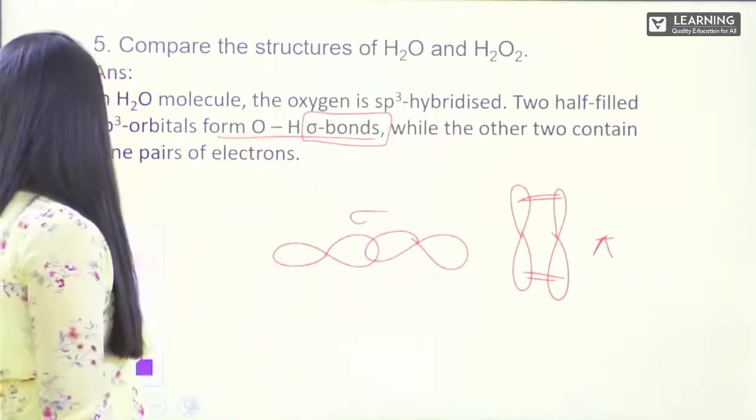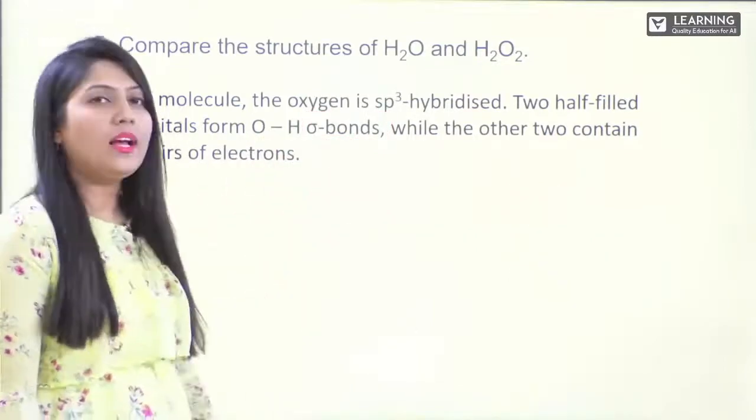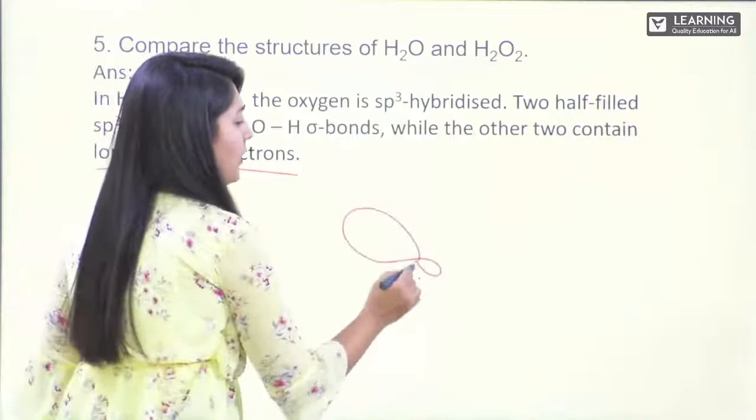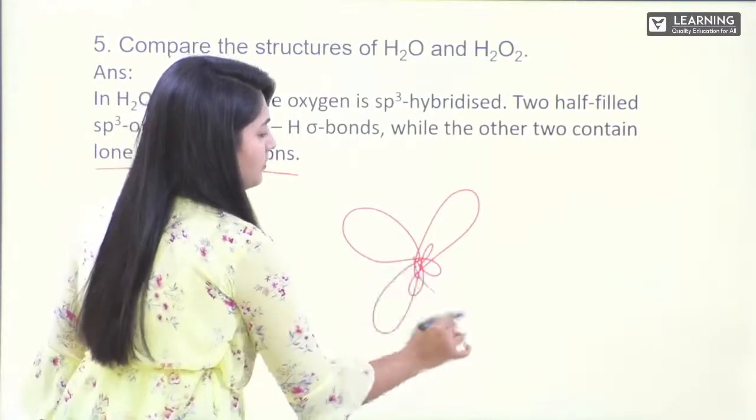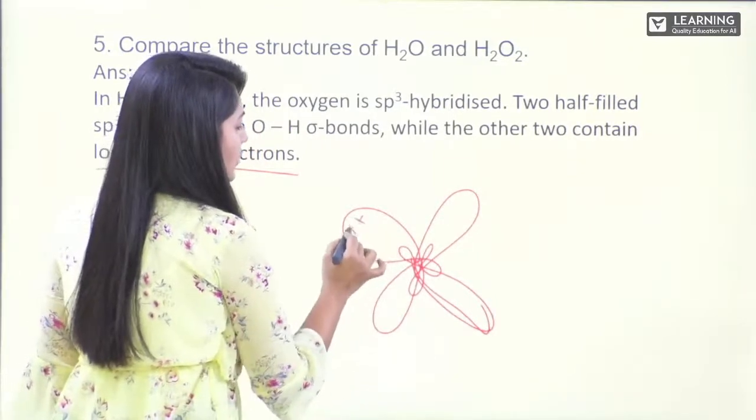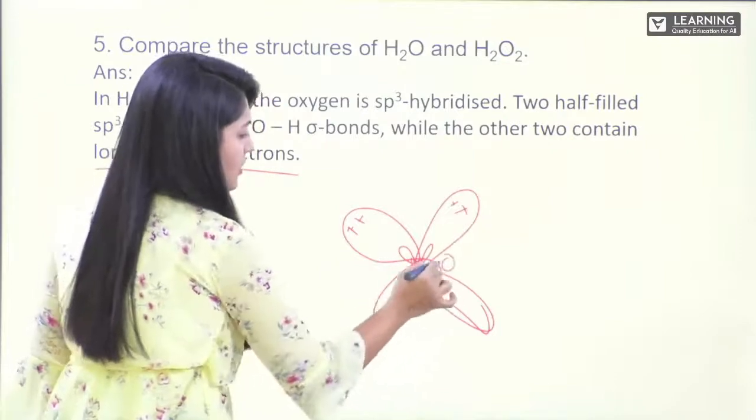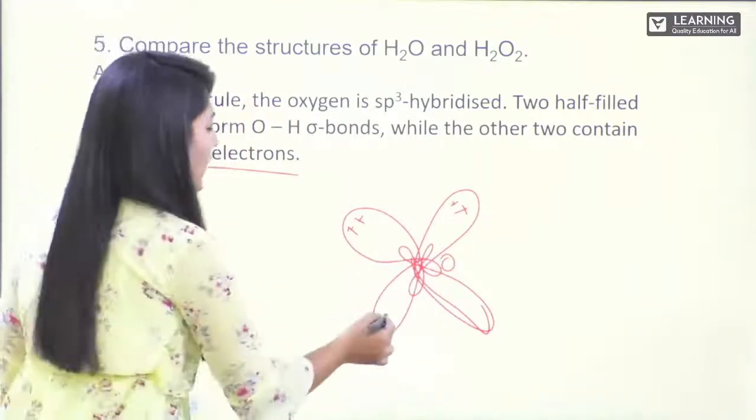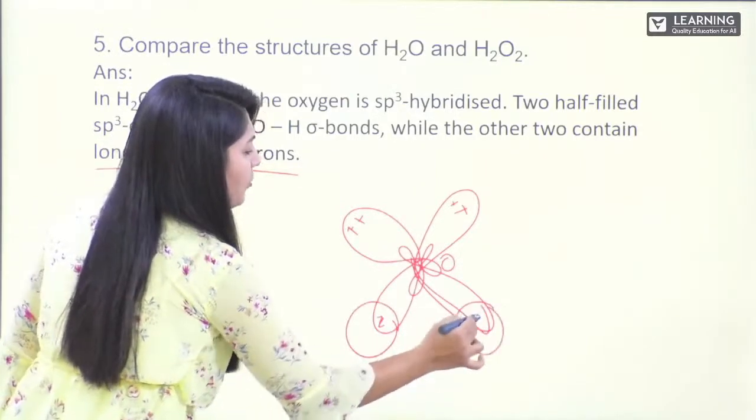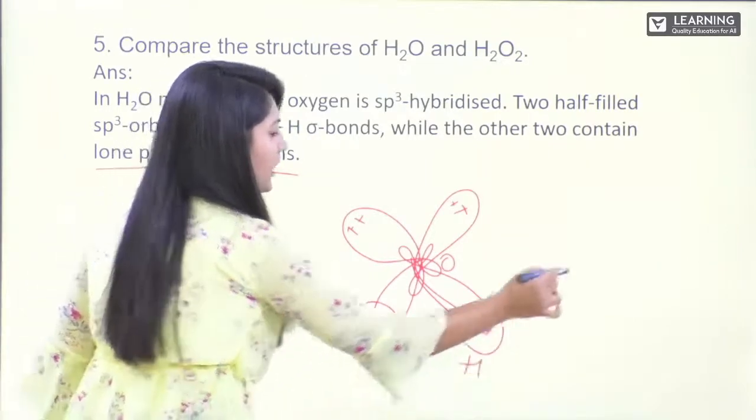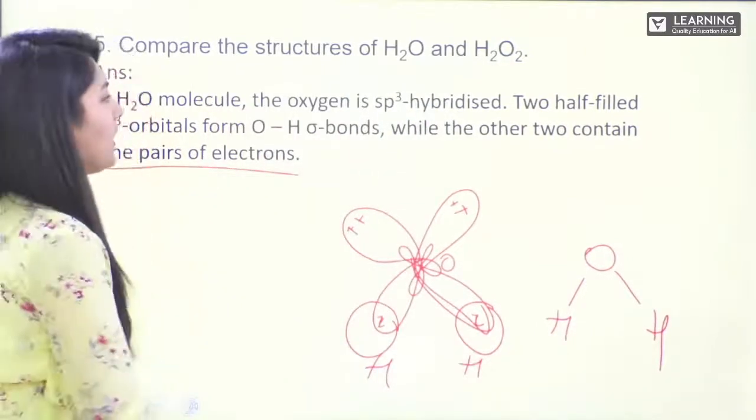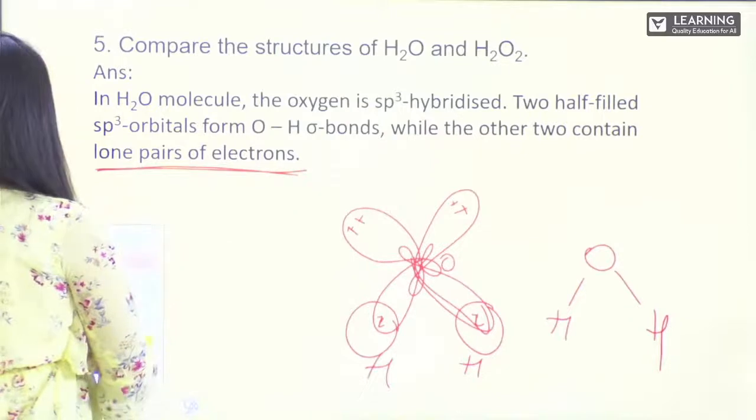Now here oxygen is bonding with hydrogen to form a sigma bond, while the other two contain the lone pair of electrons. We said, right, when we have oxygen, these two have two lone pairs, whereas this is the oxygen sp3 hybridized orbital with one electron. So here hydrogen will bond and share the other electron, and hence we get the bond like this, right? While the other two contain lone pairs of electrons.